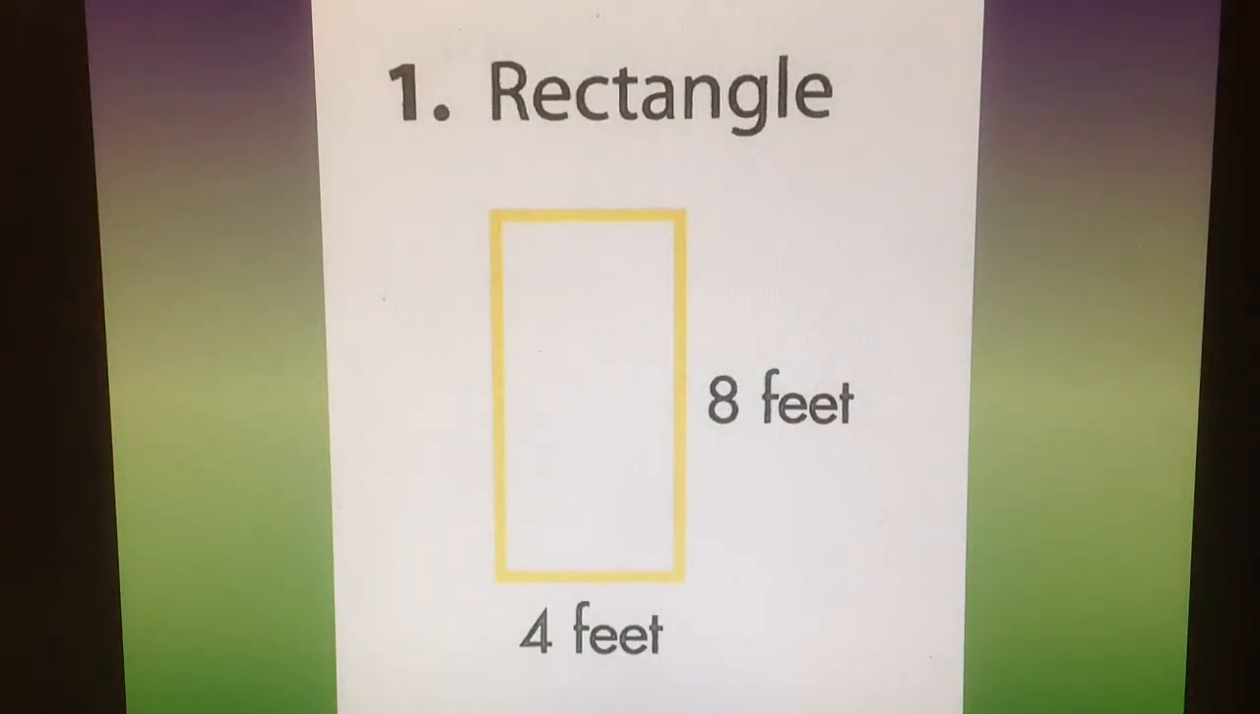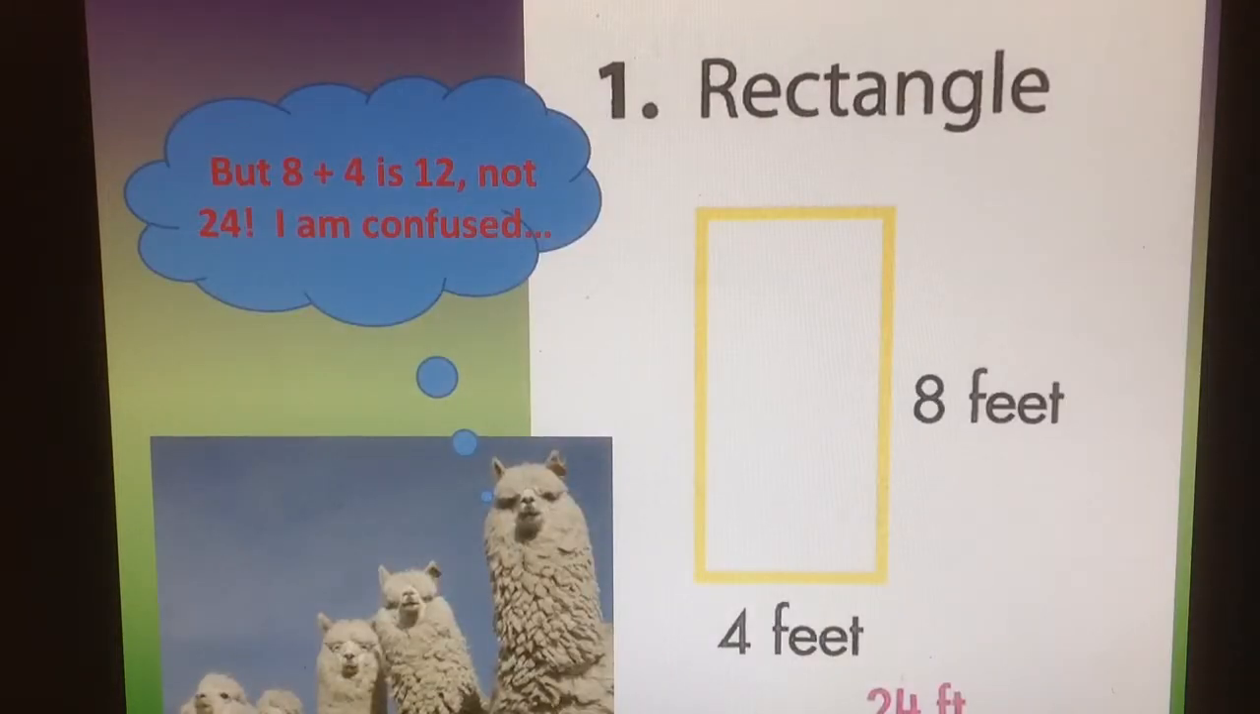And this one for practice. Pause the video if you need to add these up. You should get 24 because 8 plus 4 plus 8 plus 4 again is 24. And these llamas or alpacas, they're confused. 8 plus 4 is 12, not 24. They forgot they have to add the lengths twice and the heights twice.